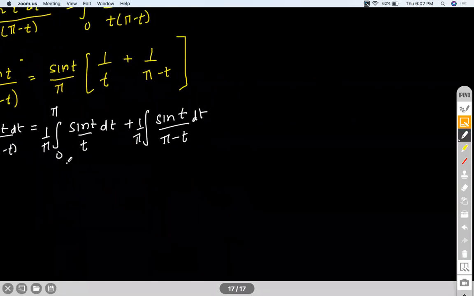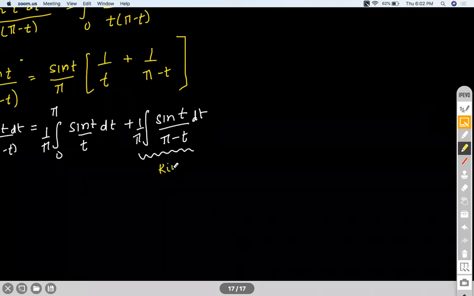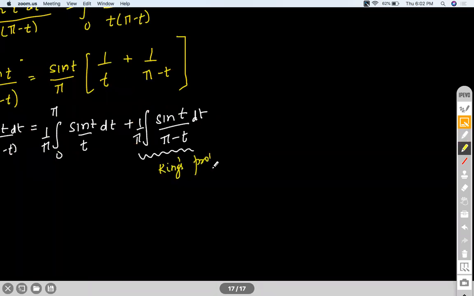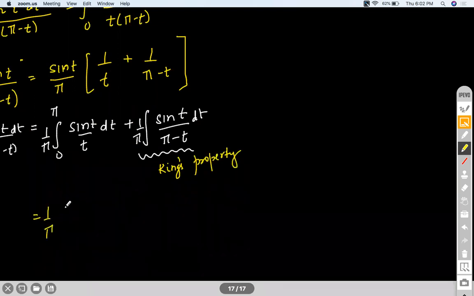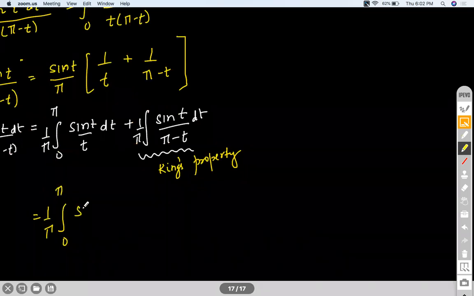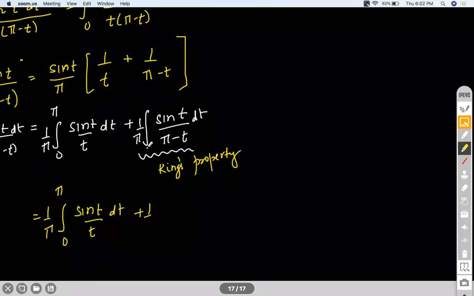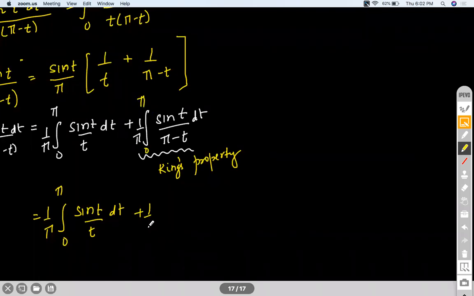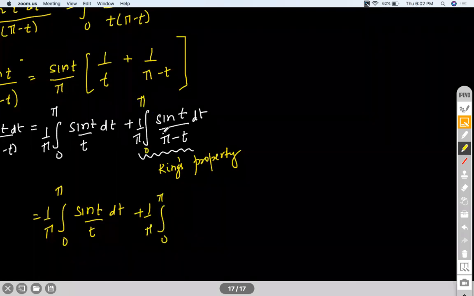By the way, the first integral I'm not going to disturb. Let's apply King's property on the second one. So this will give me 1 by pi integral 0 to pi sine t by t dt plus 1 by pi integral 0 to pi, where sine of (pi minus t) is going to be sine t and this denominator is going to become t. So it's the same thing written twice.